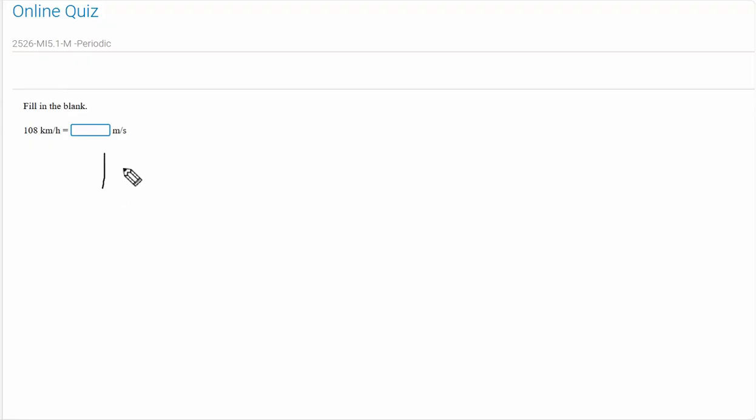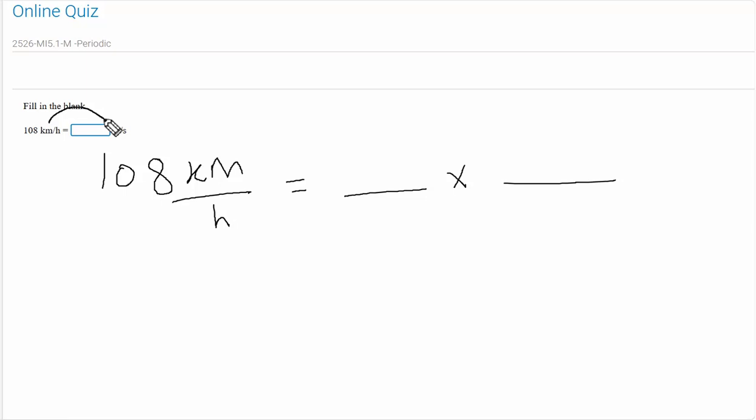So 108 kilometers per hour is equal to box. Now, I mean like fraction. So here, you put the hours, and we need to have another fraction because there are two conversions. They want you to change kilometers to meters, and they want you to change hours to seconds. So kilometers will go at the bottom. Meters will go here, right? The conversion factor that you want.